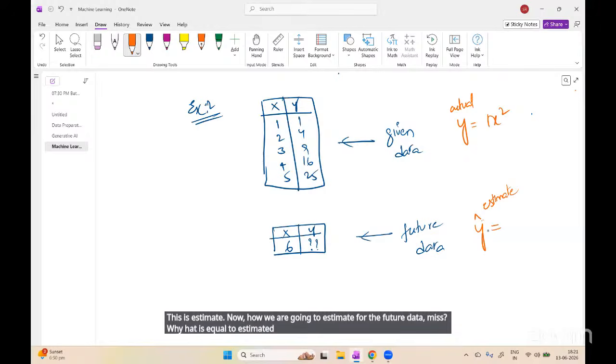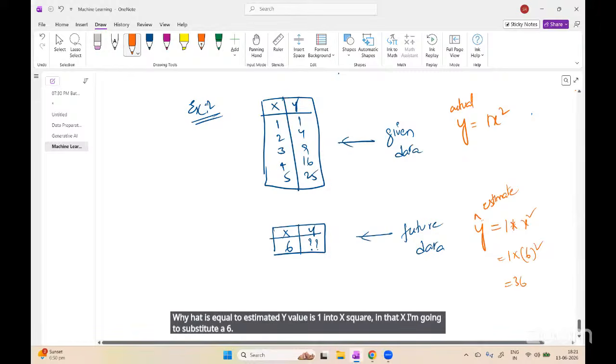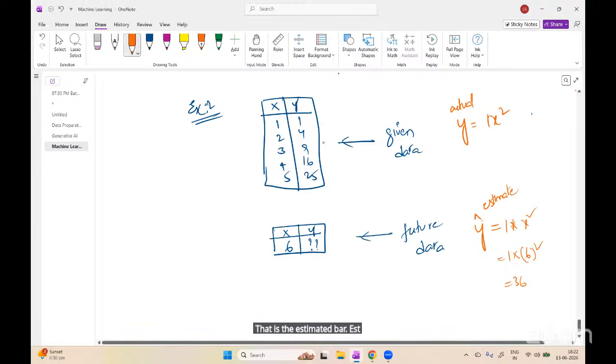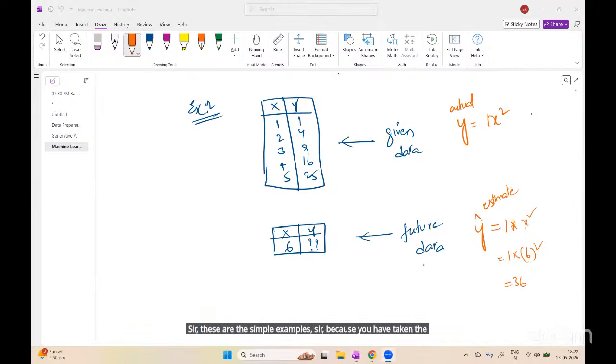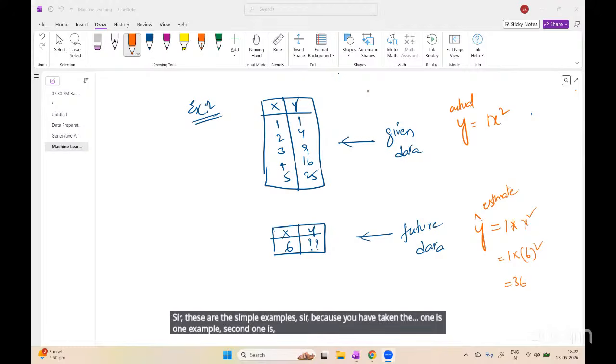estimated y value is 1 into x square. In that x, I'm going to substitute the 6. 6 square, that is 36. That is the estimated value. Sir, these are simple examples, sir. Because you have taken one example, the second one is simple. These are simple examples.